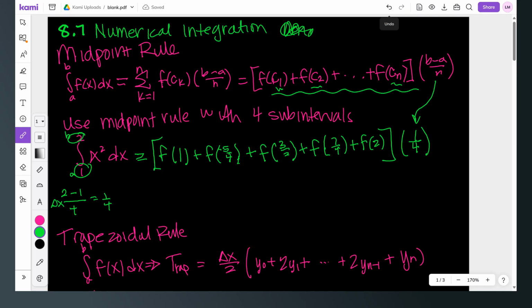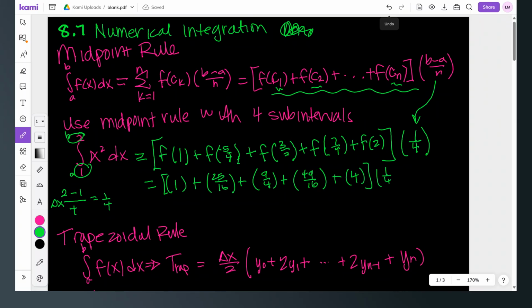So I'm going to multiply it by that. Now I'm going to evaluate in my function. So I'm going to plug in 1 to my function and square it. So that's 1 plus 5/4 squared is 25/16, plus 3/2 squared is 9/4, plus 7/4 squared is 49/16, plus 2 squared is 4, and then multiply that by 1/4. And then we can just throw that on the calculator and get an answer for that. All right, so that's the setup on that one.